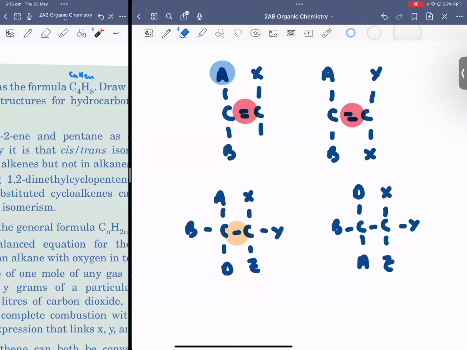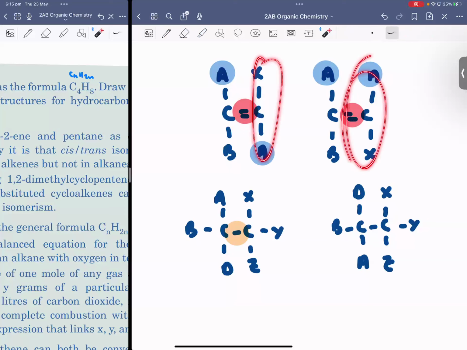So I don't want anyone telling me that, oh, look, these ones, what do you notice? Just to prove a point, I'm just going to write A here. What do you guys notice here? Are the A's on opposite sides? And then what about here? Are they on the same side? And can you have free rotation around this bond to make this just turn into this position?